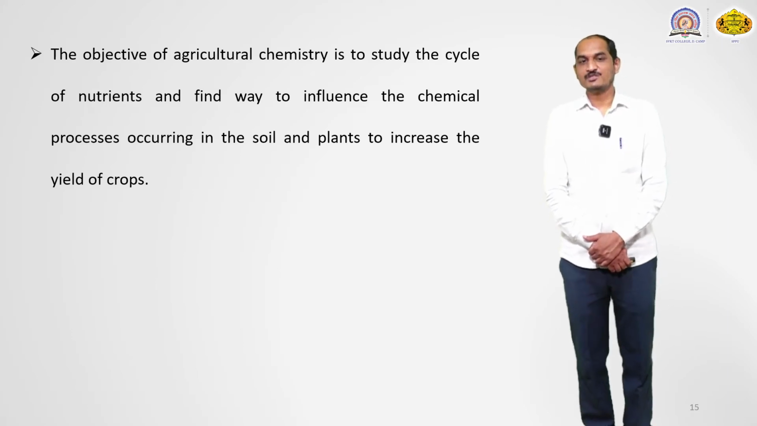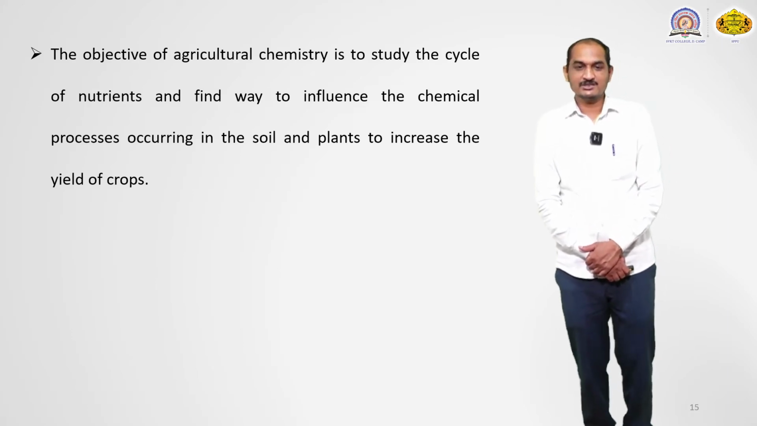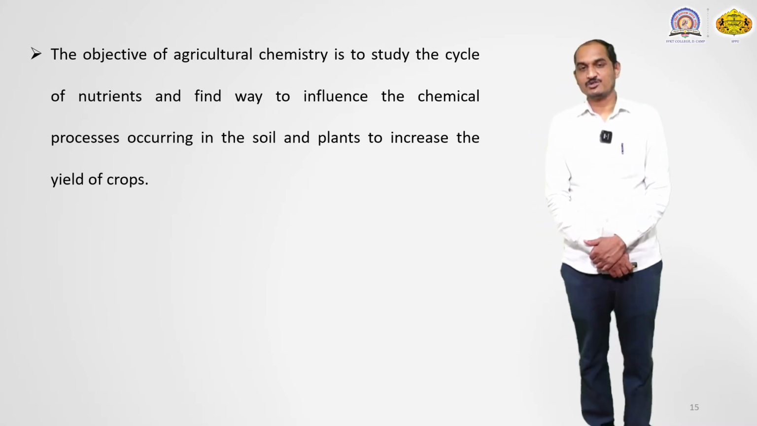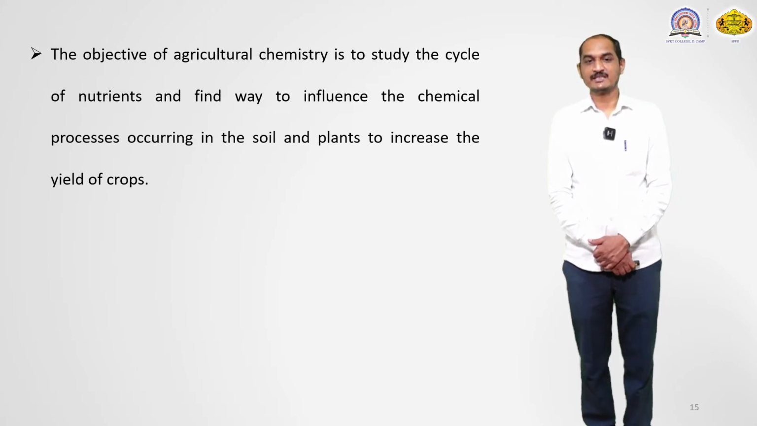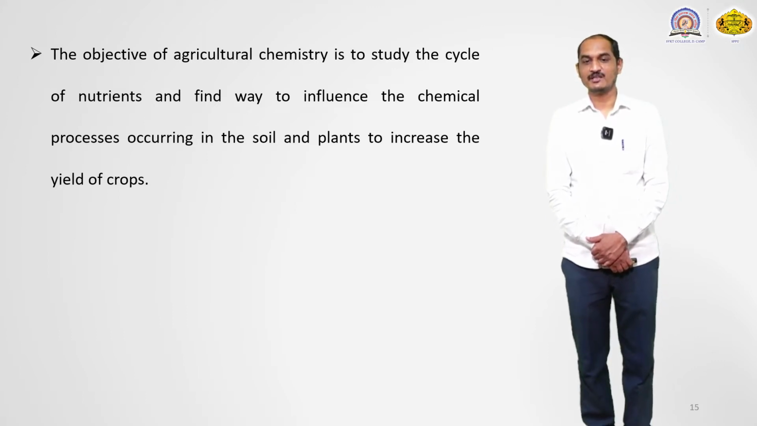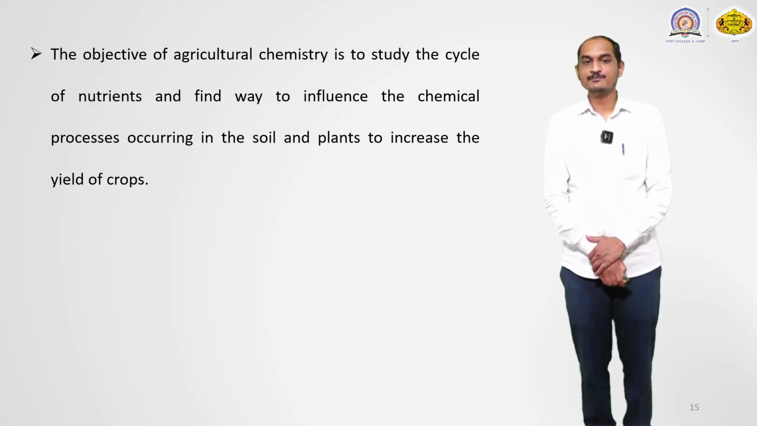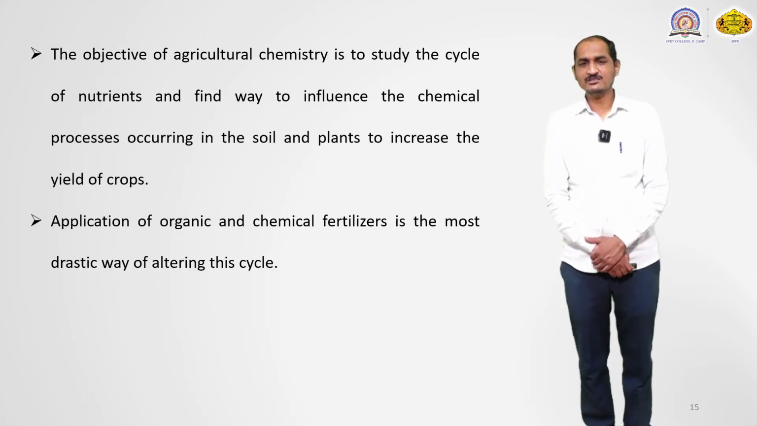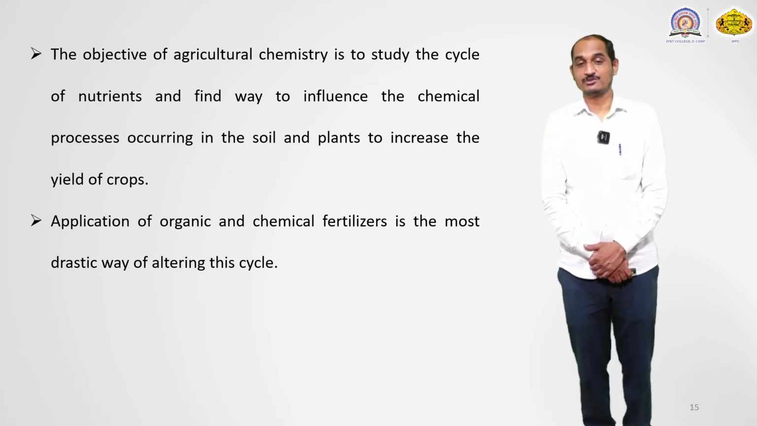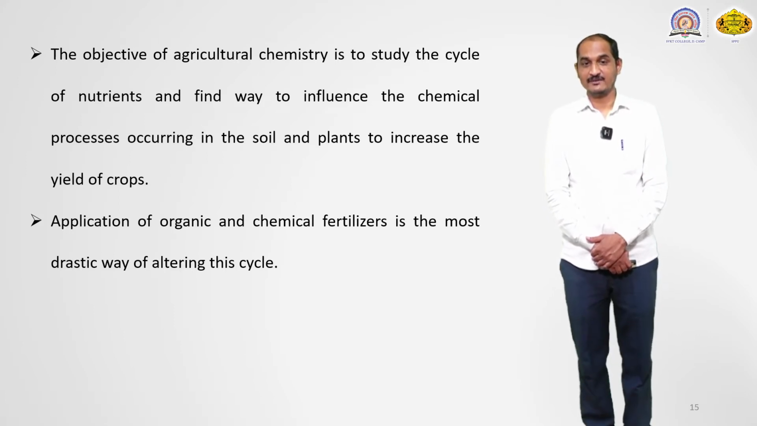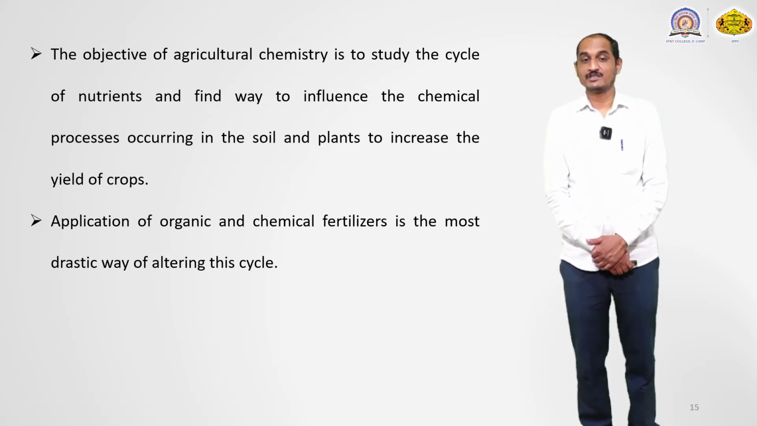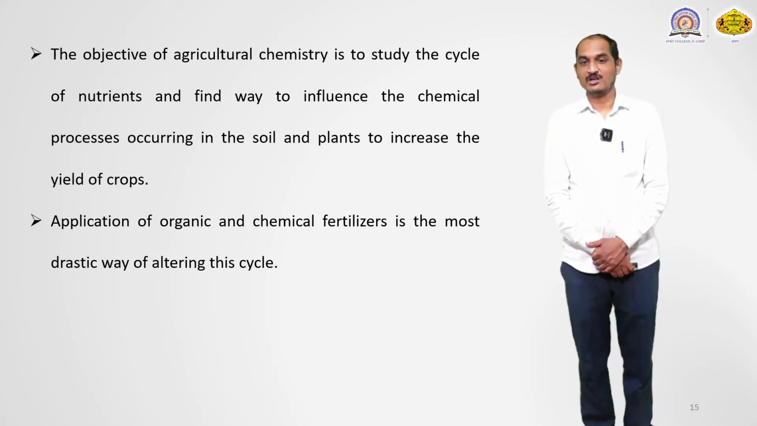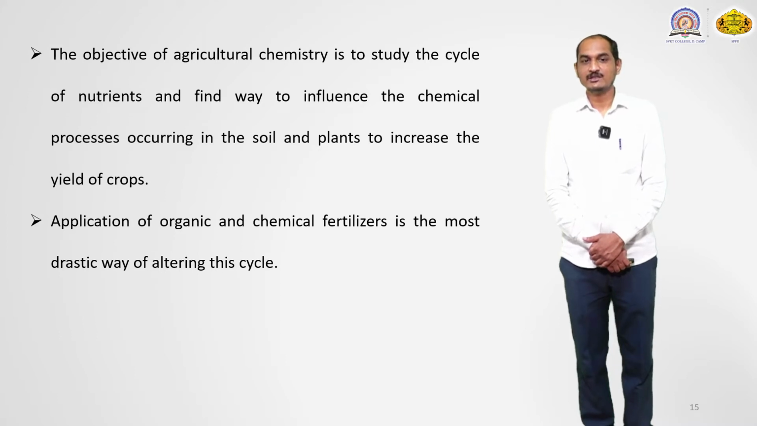So what is the objective of agricultural chemistry? Dear students, the important objective of agricultural chemistry is to study the cycle of nutrients and find ways to influence the chemical processes occurring in the soil and plants to increase the yield of crops. This is the main objective of agricultural chemistry. Okay, it studies the influence of the chemical processes occurring in the soil and plants to increase the yield of crops.